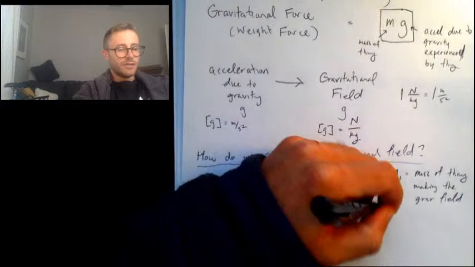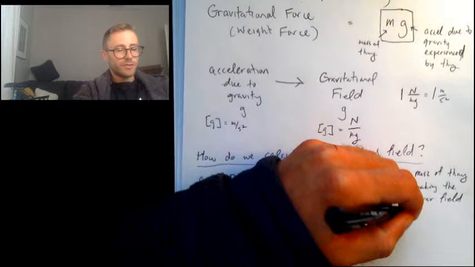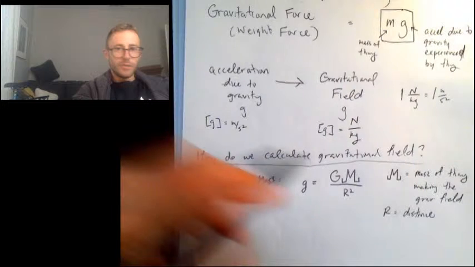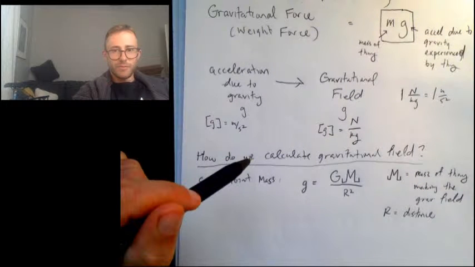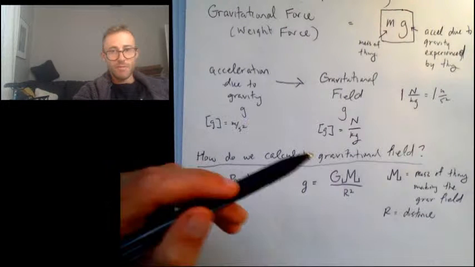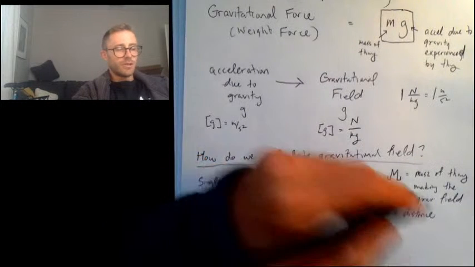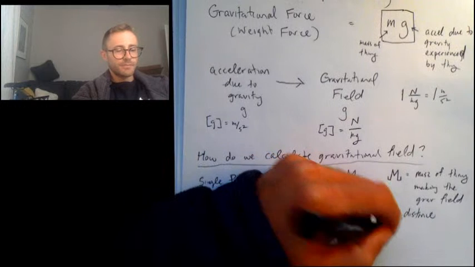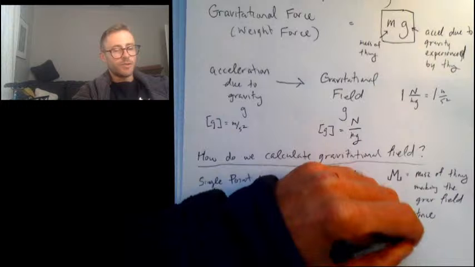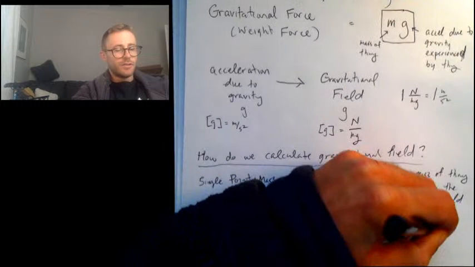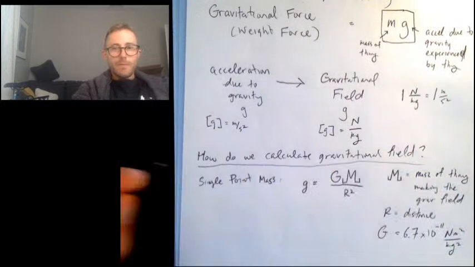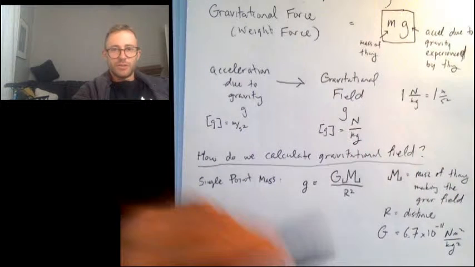r is the distance from the mass. So we can see that r is in the denominator, so the further away you get from the mass, the weaker the gravitational field becomes. That makes sense. And then big G is a constant of nature. It is 6.7 times 10 to the negative 11 newton meter squared per kilogram squared. Okay, it's a constant of nature.